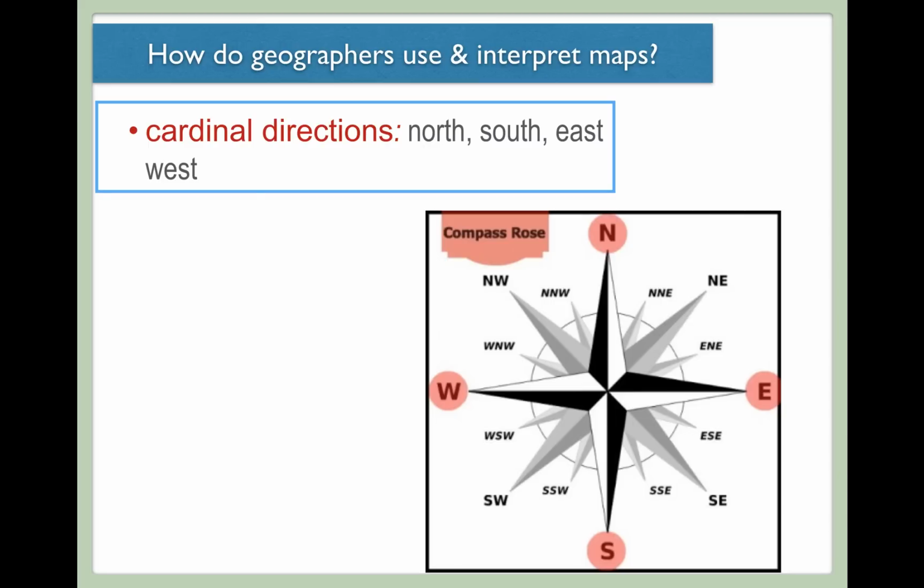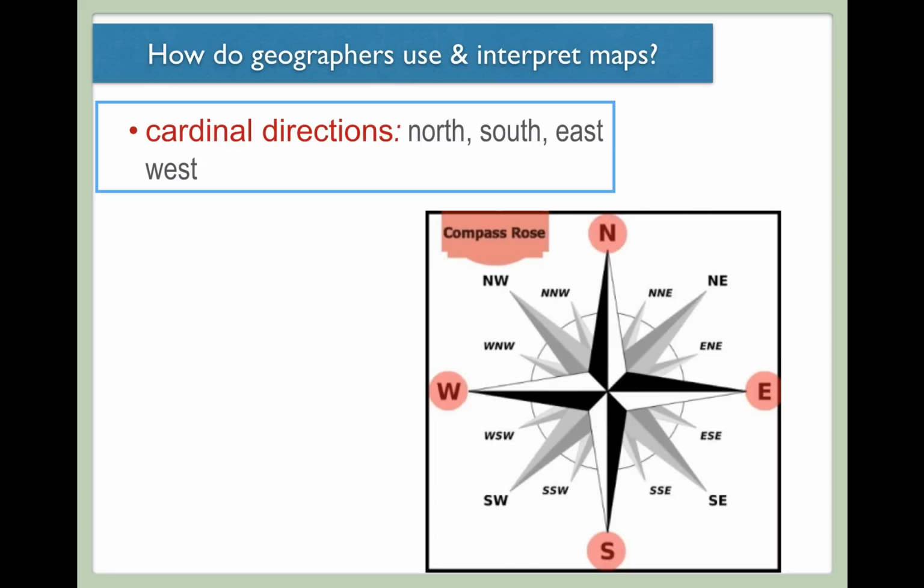So, very, very basics, putting on the left-hand side the term cardinal directions. When people refer to cardinal directions, we're referring to the directions north, south, east, and west, and you can see that listed here. You'll notice, of course, that in the middle of north and east is northeast, south and east is southeast, and so on and so forth.